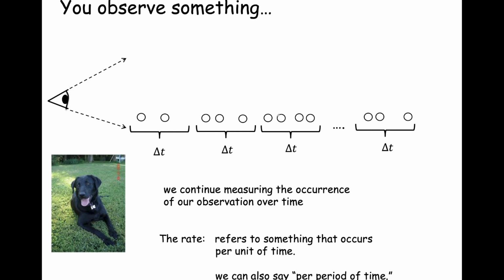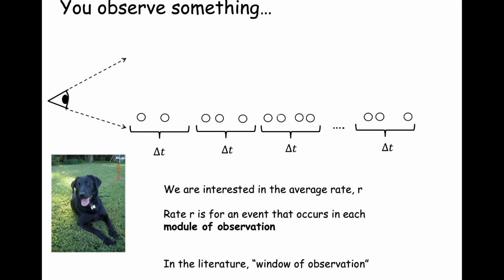And so the rate then refers to something that occurs per unit time. So you have to kind of standardize what this unit time is. And we can also say per period of time or per unit time. Now, of course, I'm going to use synonyms so that when you go off in the literature and read about this, you're going to see many different names for the same thing. So I want to make you conversant in the different ways that people talk about these windows of observation delta t. So sometimes they're called modules of observation. Sometimes in the literature they're called windows of observation.